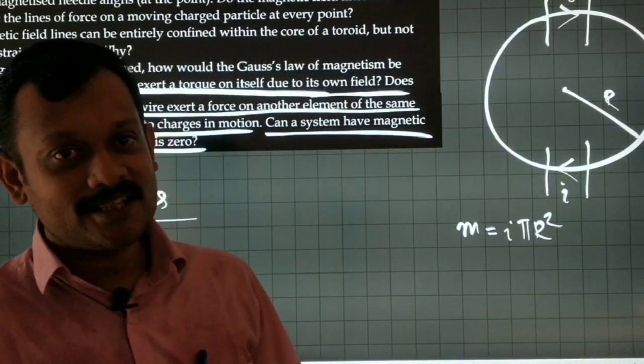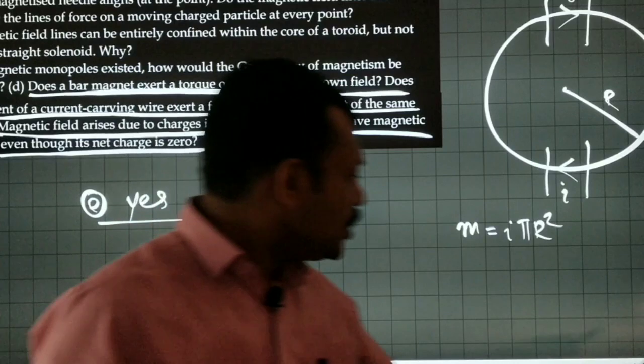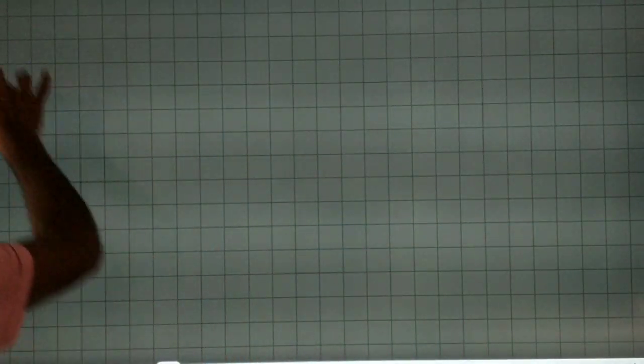So please understand this point clearly. The next topic that we are going to look at is the bar magnet as an equivalent solenoid.